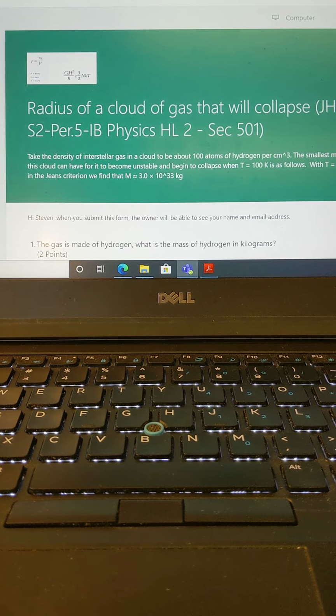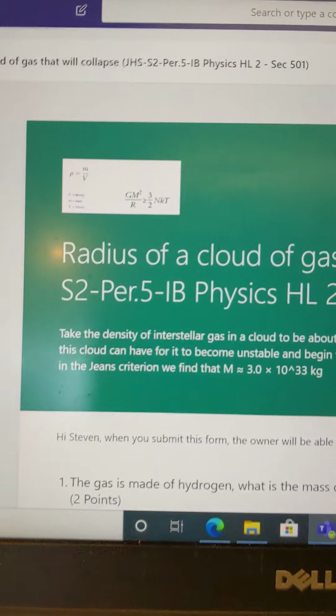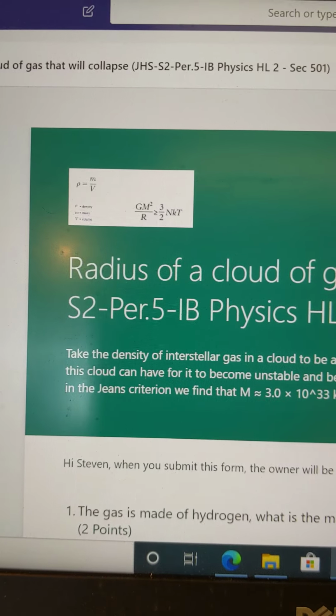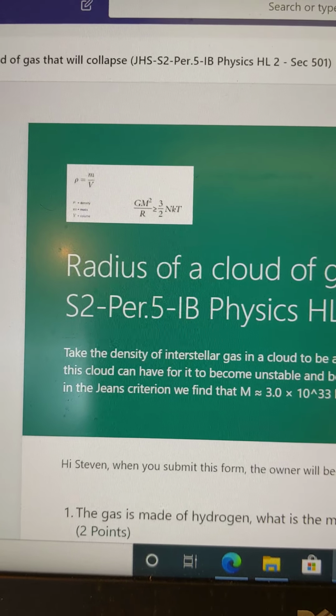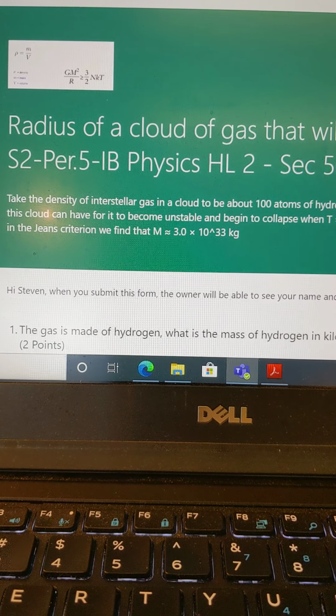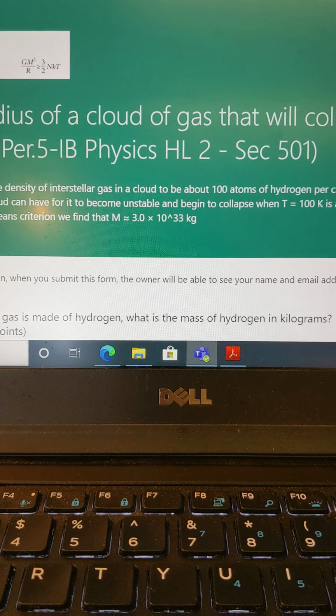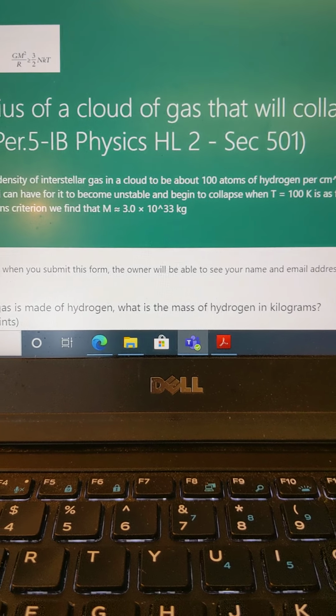This is for the assignment, the radius of a cloud of gas that will collapse. You can see the two equations that I put up. The one for density is the one we're going to use. Let's see the first question. The gas is made of hydrogen. What is the mass of a hydrogen in kilograms?